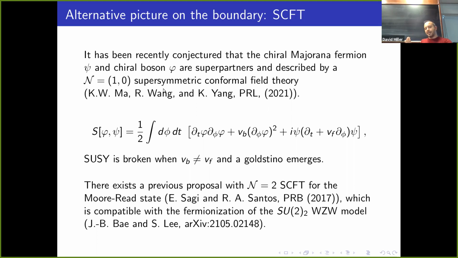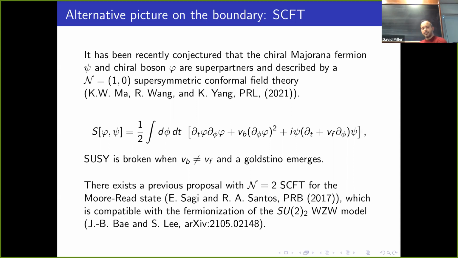If we believe in this alternative picture, then we have to do something in the bulk first, and everything on the boundary will be a consequence. Even for the goldstino, if there is a goldstino, it should be first in the bulk, and afterwards eventually on the boundary. I don't know, this is not clear, but I'm going to talk more about bulk physics. Okay, this is one point why supersymmetry could be useful in the Moore-Read state.